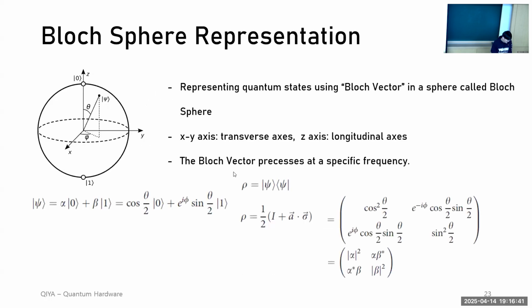I will explain some mathematical models of noise. We can easily recall the Bloch sphere representation here. We can make the Bloch sphere representation here, and we can construct the density operator from this basic Bloch sphere representation. So we can easily construct this matrix of the density operator.